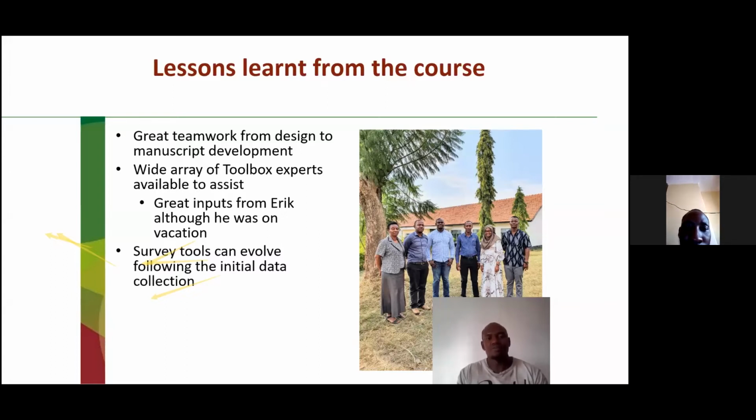And also important to note that survey tools can evolve following the initial data collection and can change.